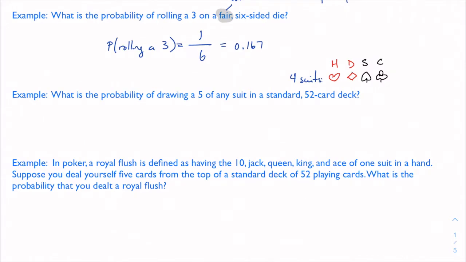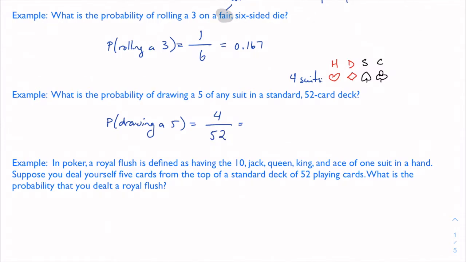We have 2 red suits, 2 black suits, 4 suits in total. So my probability of drawing a 5 of any suit, well, how can I do this? Well, there are 4 5s, right? There's a 5 of hearts and a 5 of diamonds and a 5 of spades and a 5 of clubs. So there are 4 5s out of 52 cards total.